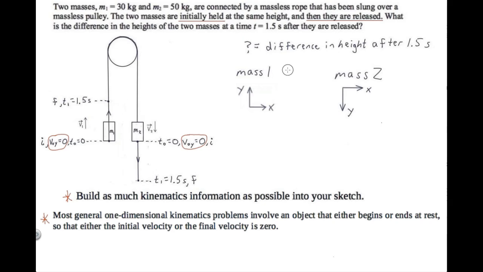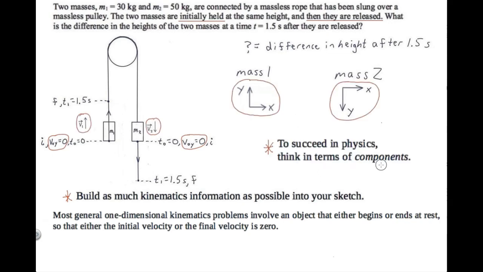That wording implies that the masses begin moving from rest. Because the masses begin from rest, we know that v sub 0y equals 0 for both masses. Build that information into your sketch. Think in terms of components. The objects are moving in the y component, so we plan to apply kinematics to the y component. So we focus specifically on the kinematics variable for the y component, v sub 0y. This symbol stands for the y component of the velocity at time 0.